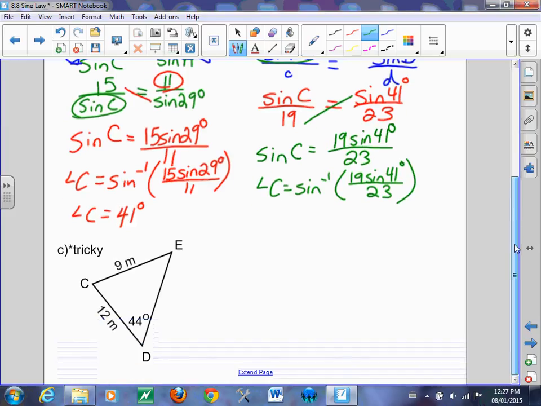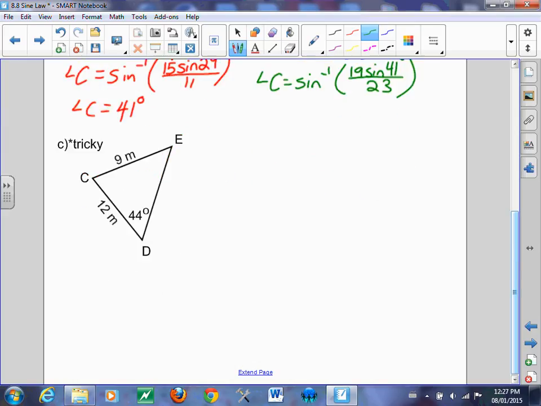Let's take a look. Oh, C is tricky. Let's see what we can do. First of all, let's look at our triangle. Do we have a 90 degree? No, so it can't be Pythagorean theorem. It can't be SOHCAHTOA. We still are asked to find angle C. Looking at angle C, do we have the side length here? No, we don't. So here's the problem. There is no side C given, so we can't set up that proportional ratio like we want to.